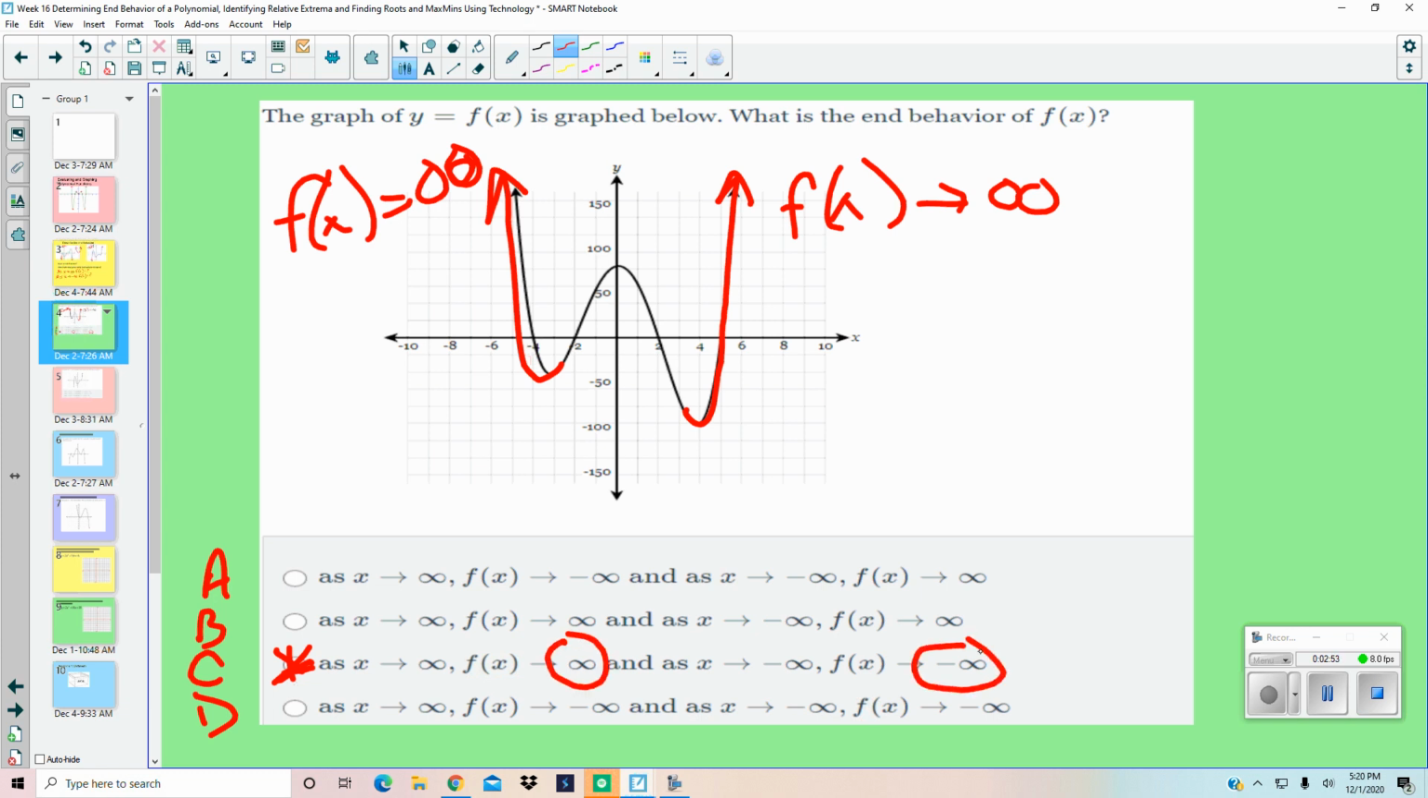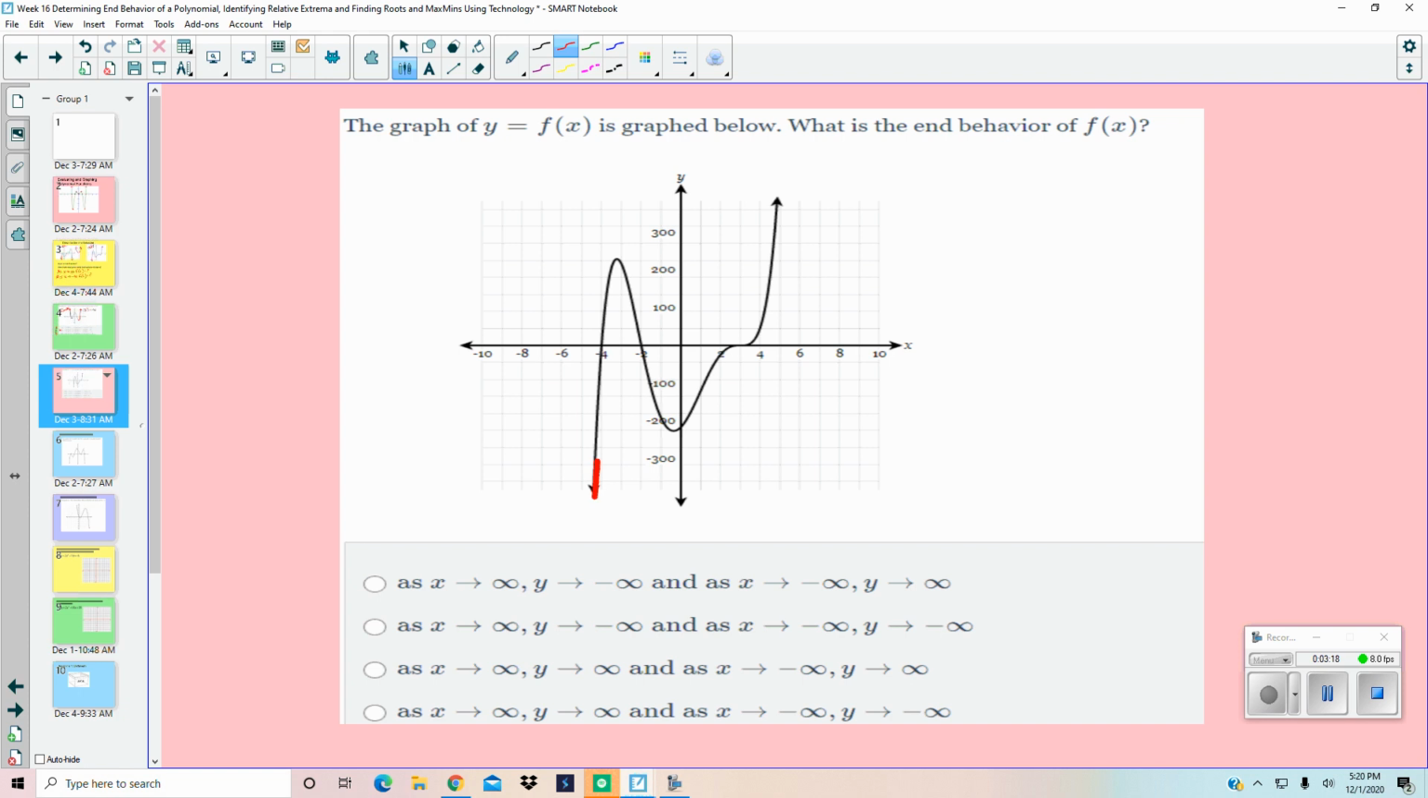Oh, no. What am I thinking? I'm thinking of the last problem. Let me just erase this quick. Oh boy, as x goes to infinity, f of x goes to infinity, and then as it goes to negative infinity, f of x continues to go to infinity, so it's B. Let's look at another one.